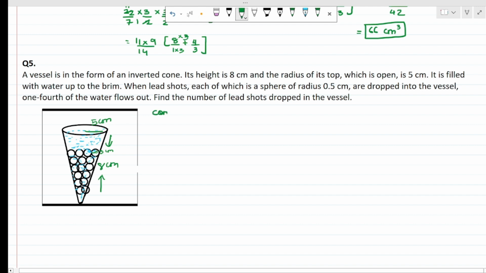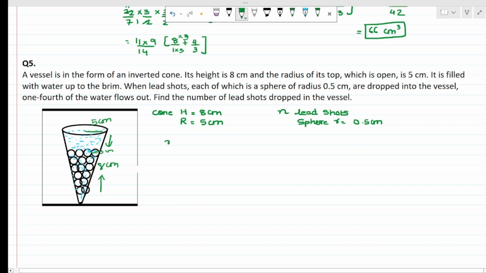That means we are having a cone where height is equal to 8 centimeter and your R will be equal to 5 centimeter. Okay. And we don't know the number of lead shots, so n will be the number of lead shots, where it resembles the shape of the sphere. So you will write down sphere, r equals to, you are denoting your sphere's r with small r. It's 0.5 centimeter.